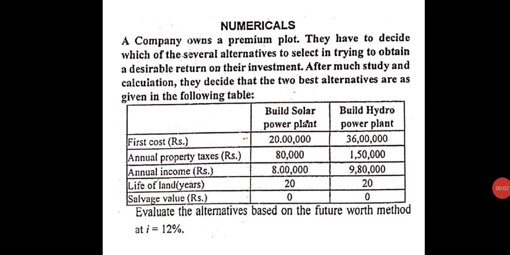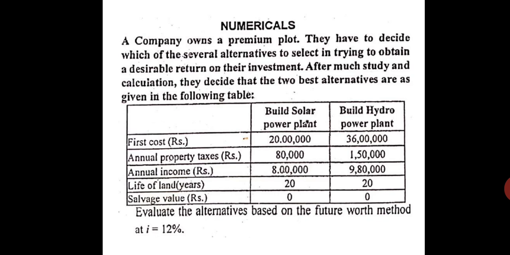Hello students, now we shall look at a numerical on the future worth method. A company owns a premium plot. They have to decide which of the following alternatives to select in trying to obtain the desirable return on their investment. After much study and calculation, they decide the two best alternatives are as given below: to build a solar power plant or build a hydro power plant.